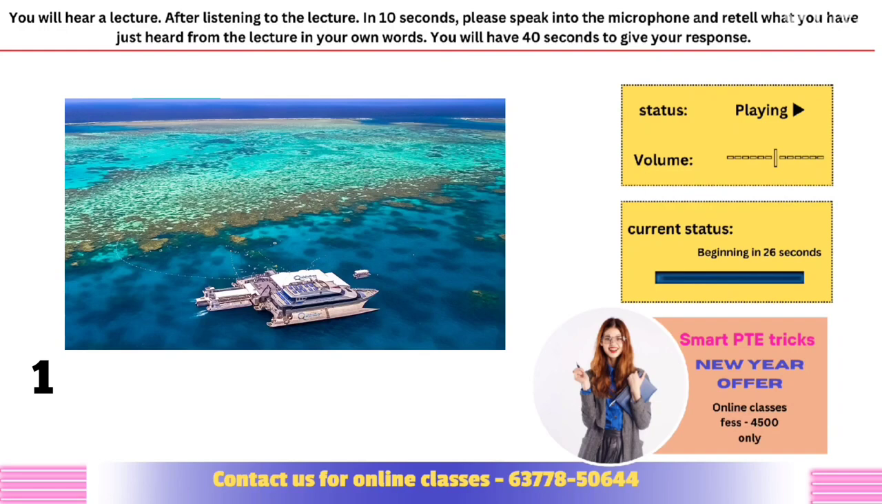Rising sea temperatures have led to coral bleaching, endangering this vibrant ecosystem. The reef's health is a crucial indicator of the overall health of our oceans and the planet. The Great Barrier Reef is more than just a beautiful destination, it's a vital part of our global ecosystem.